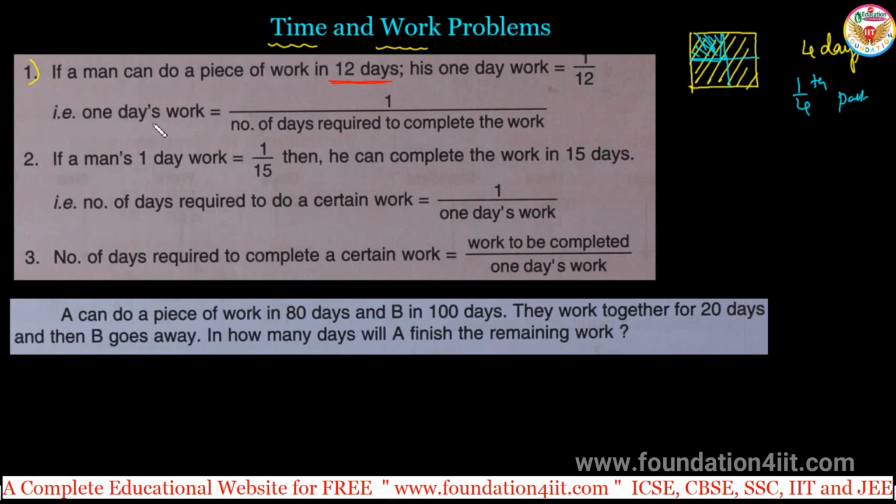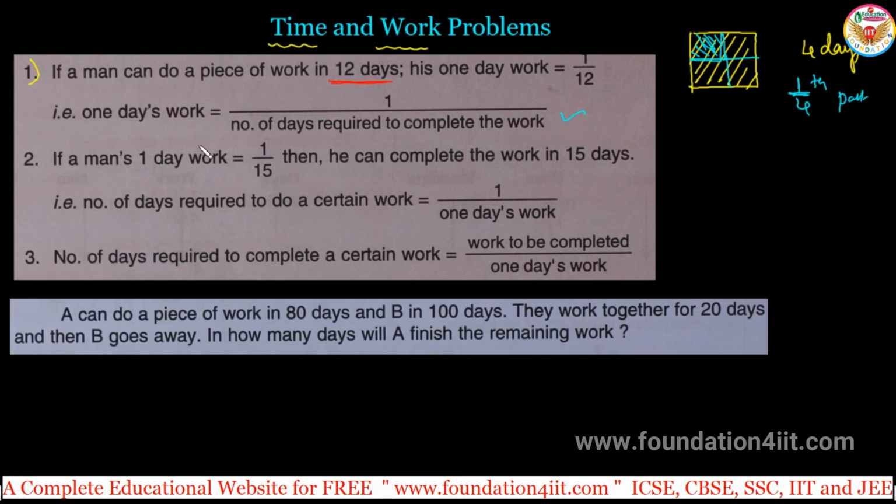That means 1 day's work is nothing but 1 by the number of days required to complete the work. So 1 day's work in this example is 1 divided by the number of days to complete the work, which is 4. So 1 by 4. For 12 days, 1 day's work is 1 by 12. So 1 day's work is 1 by the number of days required to complete the work. This is the first one.